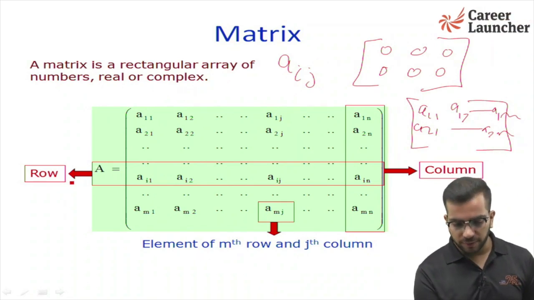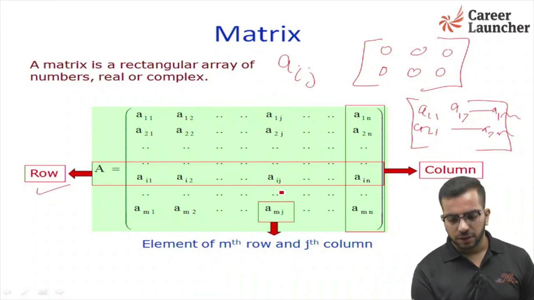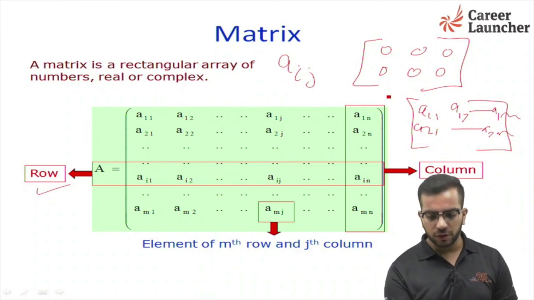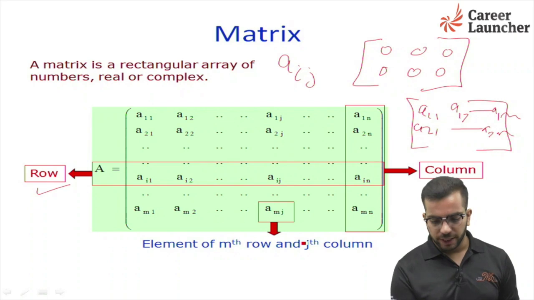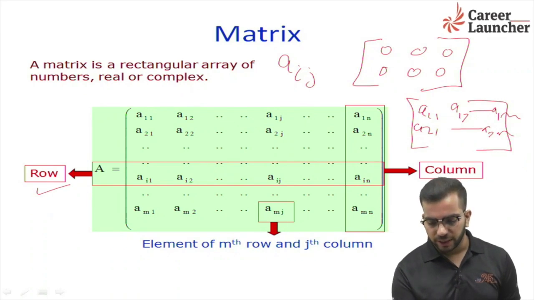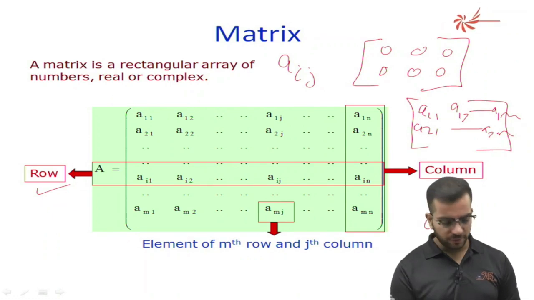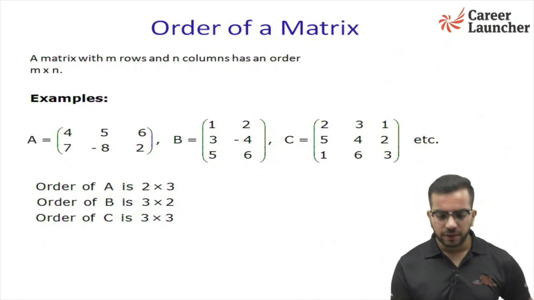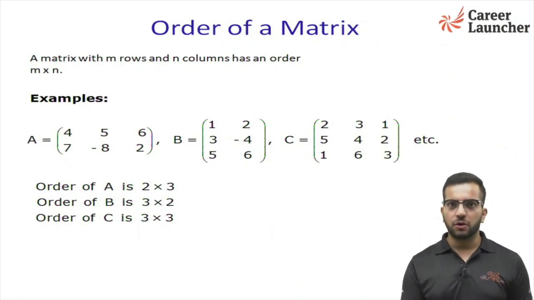And a row in a matrix is represented by this. The horizontal line is a row and the column is the vertical line. And the element in the ith row and jth column can be represented by this. And let me tell you what is the order of a matrix.